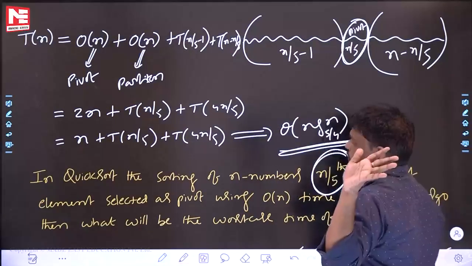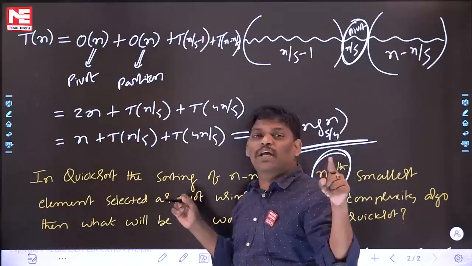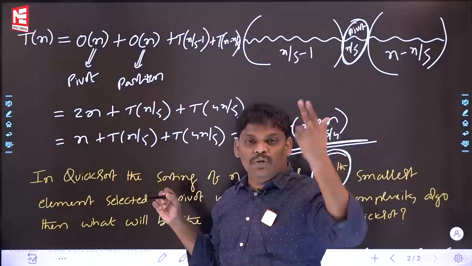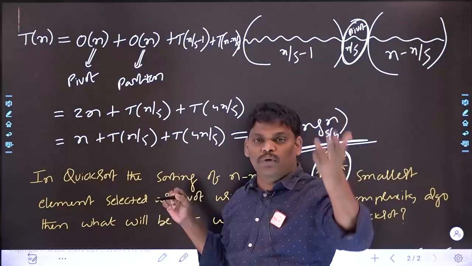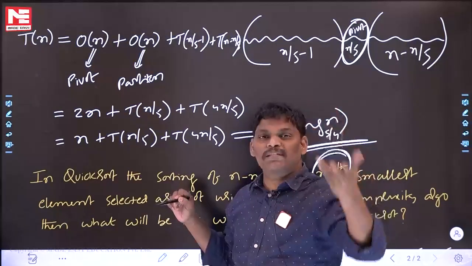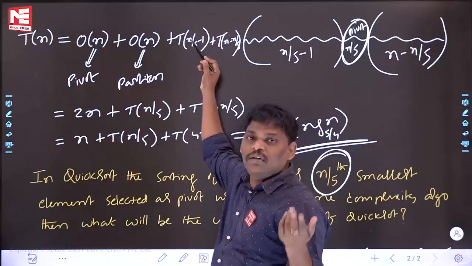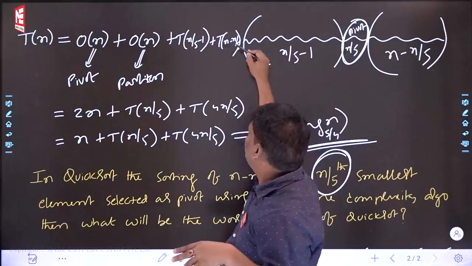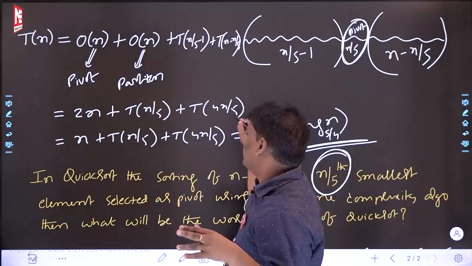You know very well. And one more small line. If you take the n by 5th smallest element, where will it go? To the n by 5th place. If it goes to the n by 5th place, how many are on the left? n by 5 minus 1. On the right, the remaining n minus n by 5, which goes to 4n by 5.